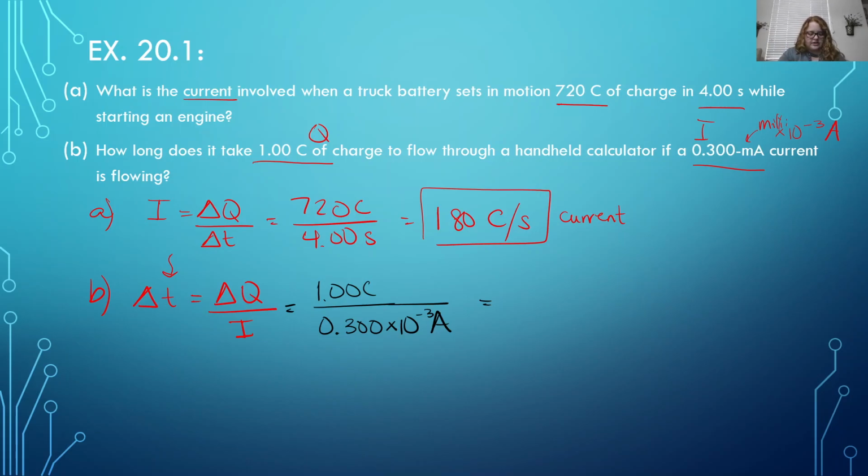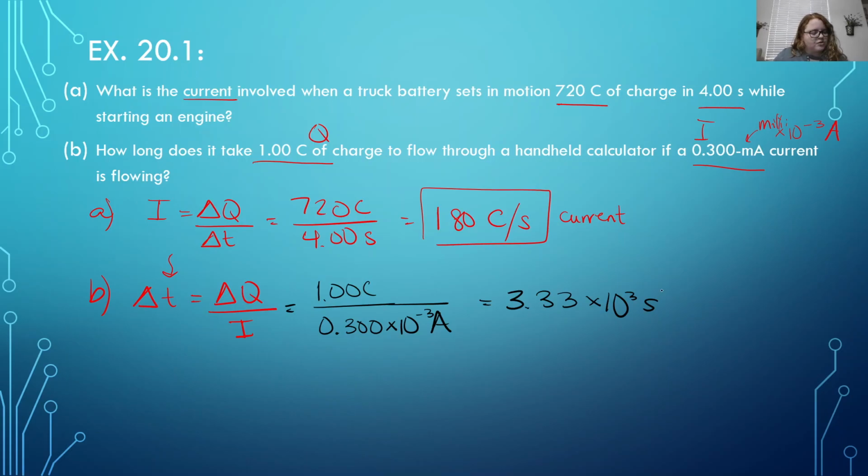So then we do that in our calculator. 1 divided by 0.3 times 10 to the negative 3, and we get about 3.33 times 10 to the third, and this is coulombs per amp, or seconds. Okay, so this is the amount of time it takes for charge to flow through our calculator.